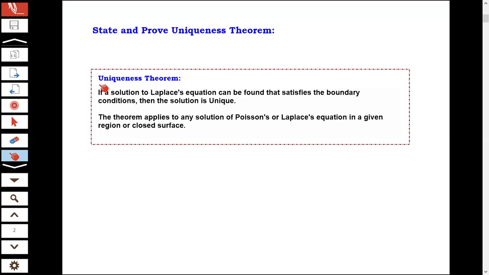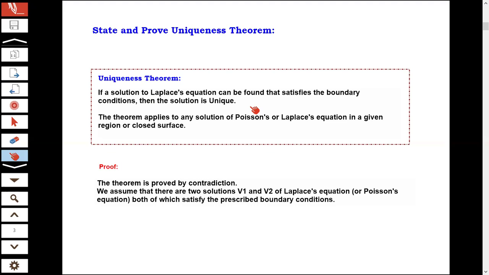It talks about the solution to Laplace and Poisson's equation, and it says if we find the solution to Laplace equation or Poisson's equation satisfying a given boundary condition, then the solution is unique, which means there can be one and only one solution possible. This theorem is applicable to Poisson's equation as well. So for a given boundary condition, the solution is said to be a unique solution. How we will prove the uniqueness theorem is, we can prove it by the contradiction method.